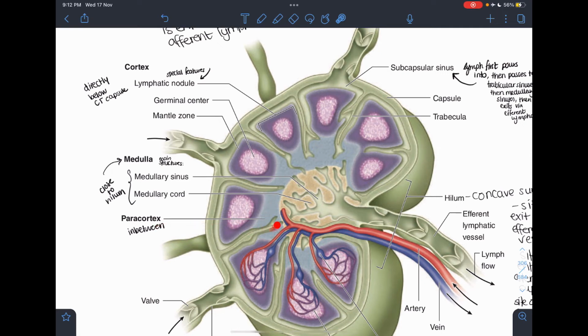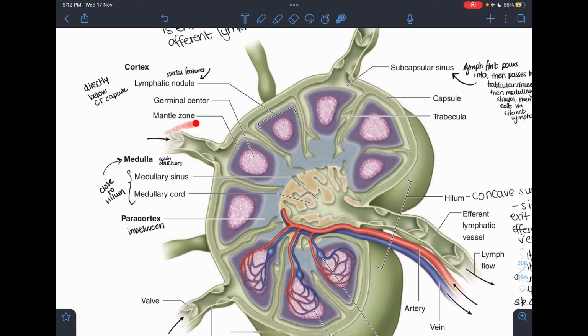Then we have the paracortex, and as you can see it has no distinguishing features, so there is no way to differentiate within it. The cortex again, the medulla, and the paracortex, which is in between. So this is the whole cortex, this is the medulla, and in between them we have the paracortex.